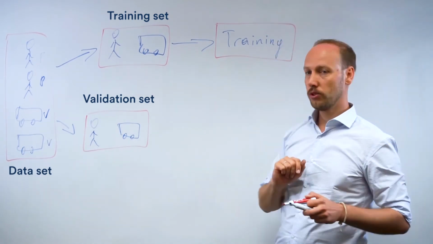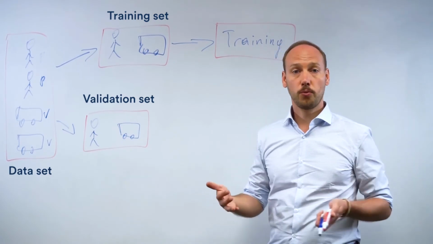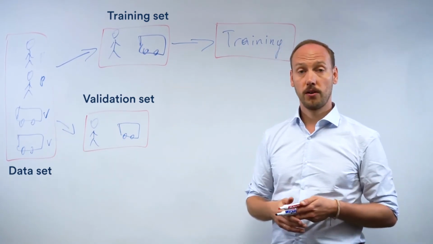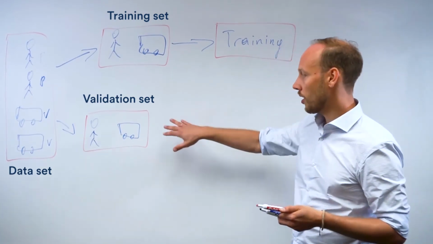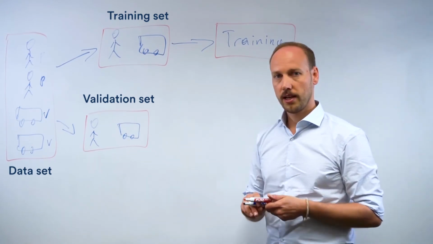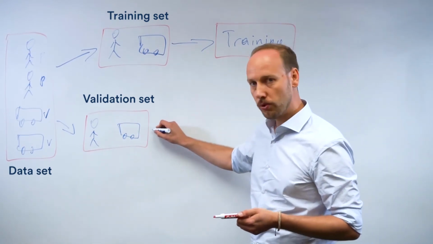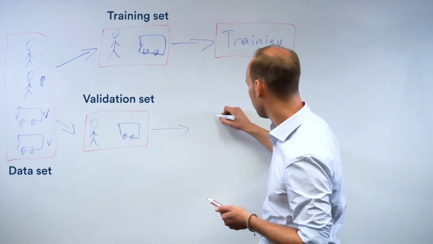So now we have a trained neural network, and now we want to know, did we do a good job? Was 500,000 images enough to train our neural network? And this is why we have our validation set, which is also 500,000 images, as we chose before. And we use that now to validate our trained neural network.